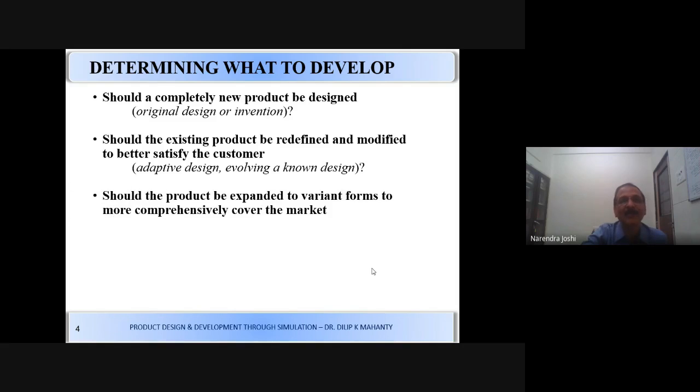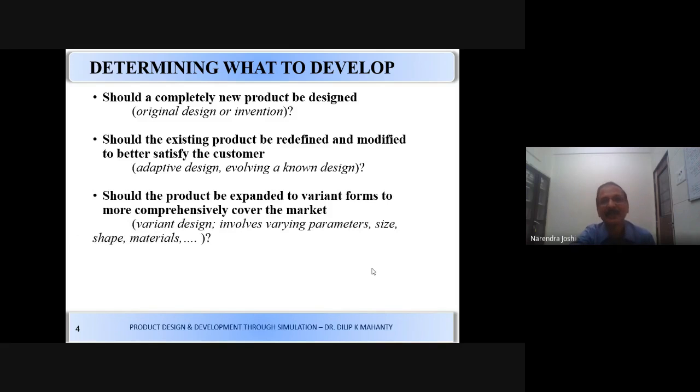Third important point, should the product be expanded to variant forms to more comprehensively cover the market? I'll give an example. We produce cars in this country. In fact, a very important thing I should say, till the mid-90s, no Indian companies were making any automobile car in this country. All were exported; we got a design from abroad, and we used to make it. The Tatas were the first to produce a car in this country from scratch. And if you look at the last quarter century journey of this vehicle, it has gone through many variants. And today what we see, it has gone to the extent where the quality can be as good as the world can give from any other developed country.